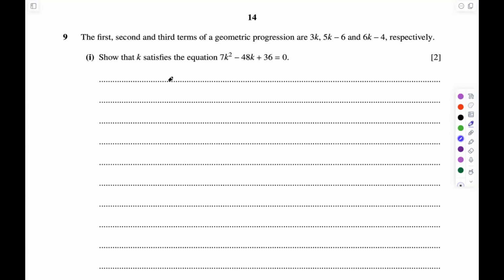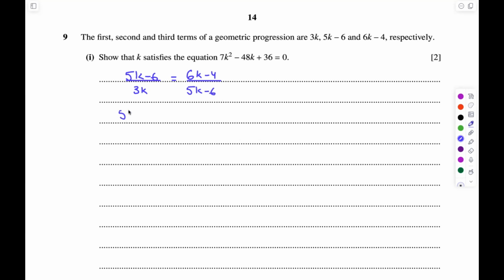In question 9, the first, second, and third terms of a geometric progression are 3k, 5k minus 6, and 6k minus 4. We have to show that k satisfies the equation 7k squared minus 48k plus 36 equals 0. Now we know that when it is a geometric progression, the common ratio is a constant, and we find it by dividing two consecutive terms. So if we divide 5k minus 6, the second term, by the first term, which is 3k, it will be equal to the third term divided by the second term, that is 6k minus 4 divided by 5k minus 6.